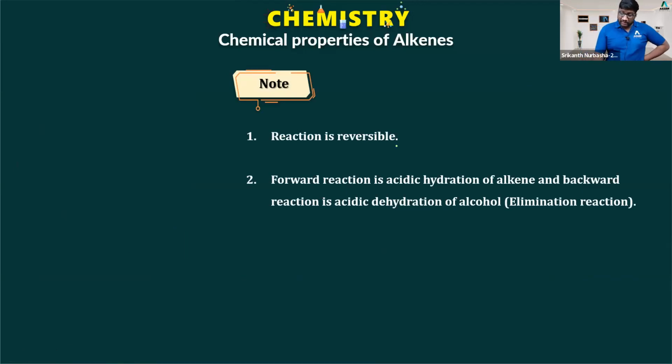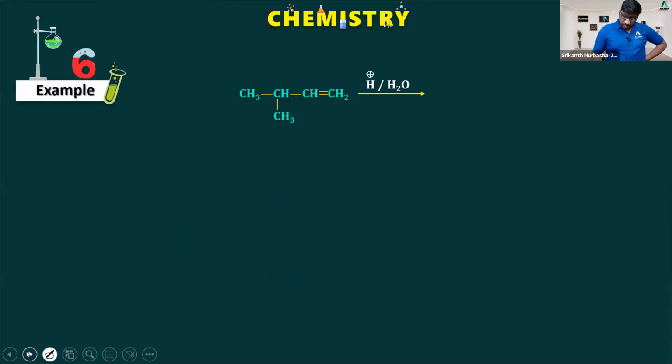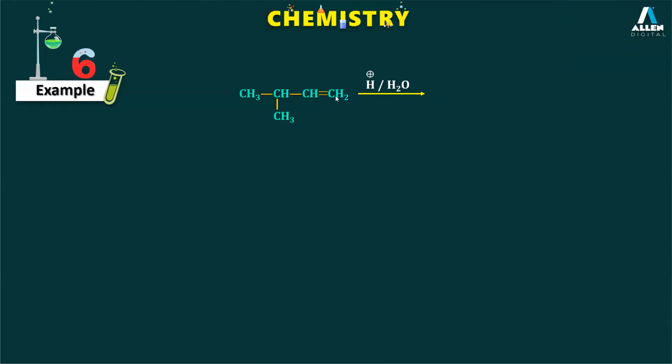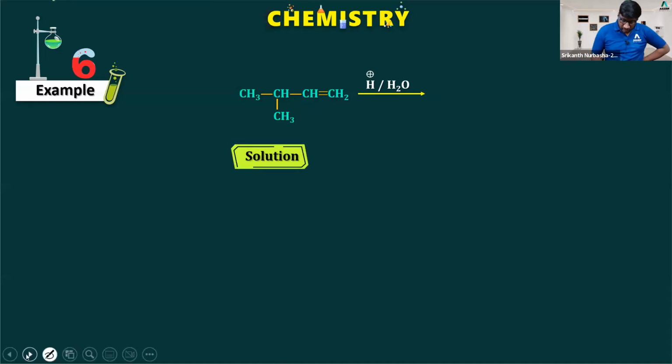So this reaction is reversible. The forward reaction is acidic hydration of alkene, and the backward reaction is acidic dehydration of alcohol, or an elimination reaction. Take CH3, CH, CH3, CH double bond CH2, with H plus in the presence of H2O. What type of compound is obtained? I give you the IUPAC name of it. 2-methyl butanol. Is that the correct name? 2-butanol, yes, because you have to give the position of OH as well, right?